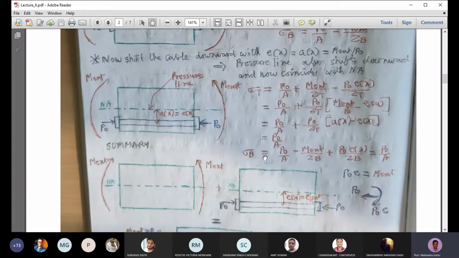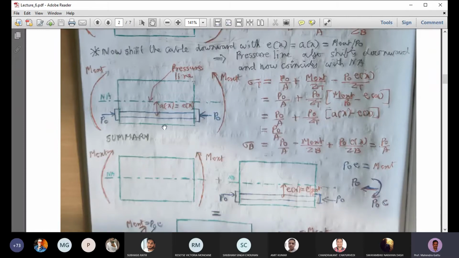Similarly, if you do that for the stress at the bottom fiber, you will have minus M external by ZB, because the bottom fiber is in tension due to the external load. And we have P naught E of x.